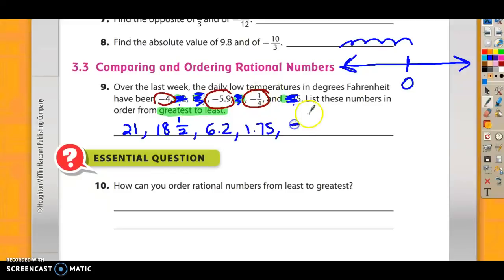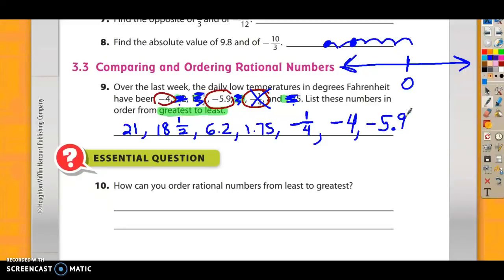That's practically right at 0. I mean, on a number line, it's like almost touching 0. So that's next. And now I've got -4 or -5.9. I would come to -1, -2, -3, -4. That would be right here. -5, and then -5.9 is almost a -6. So -4 would come next. And -5 9/10 would come last.